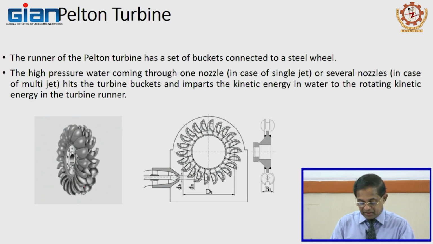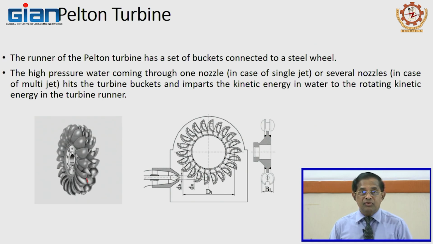You can see the buckets. So, the water jet comes and hits this middle portion, the middle ridge, and then the water goes to the two sides and goes away. And this construction is monolithic, that is, this entire thing is cast as a single piece, and then the blades are machined.